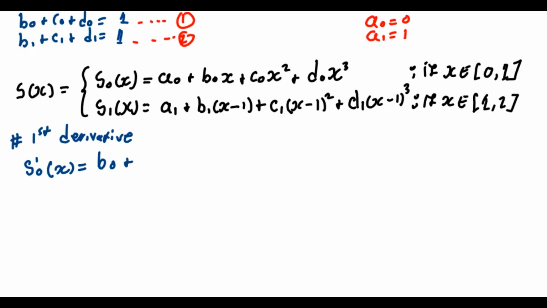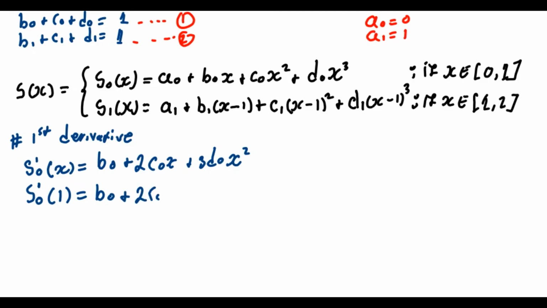2c naught x plus 3d naught x squared, like that. You have to evaluate this at the point of intersection of the two splines. So if you plug in 1 here, this is just going to be b naught plus 2c naught plus 3d naught.